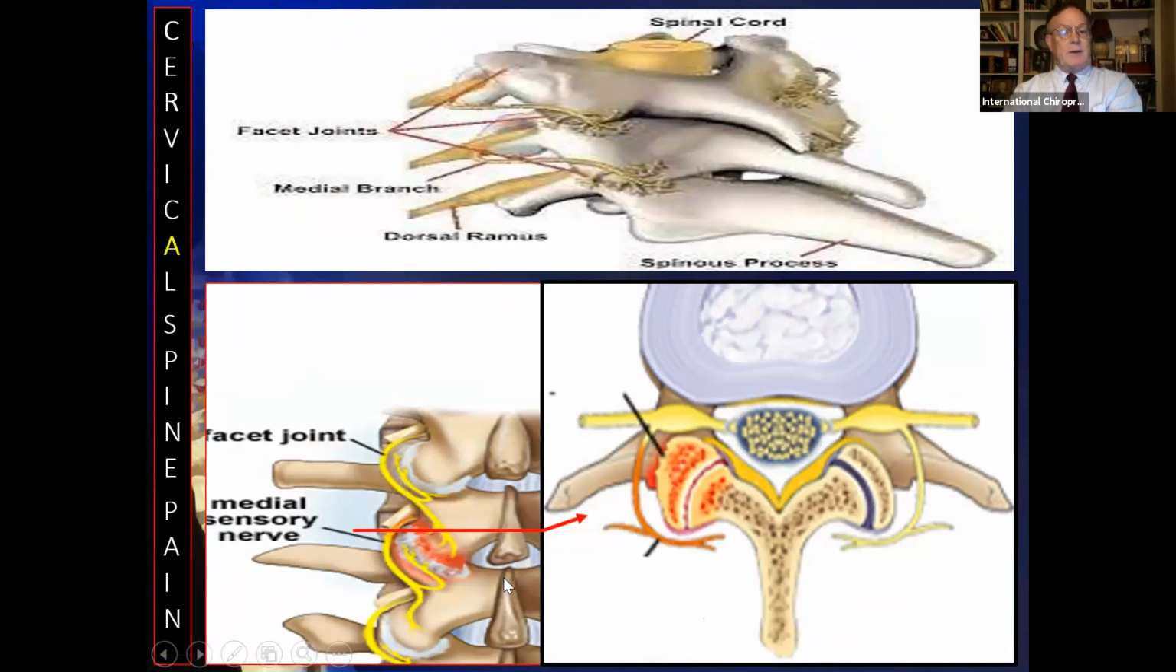Now, if we look from a direct posterior approach here, here's the facet joint, here's our little medial bundle branch, and here's an arthritic joint. Now this whole concept, remember this acronym, we're down to A now, arthritis, and we're going to talk about how that happens. We know it's capsular insufficiency, and it can be from trauma or just wear and tear.